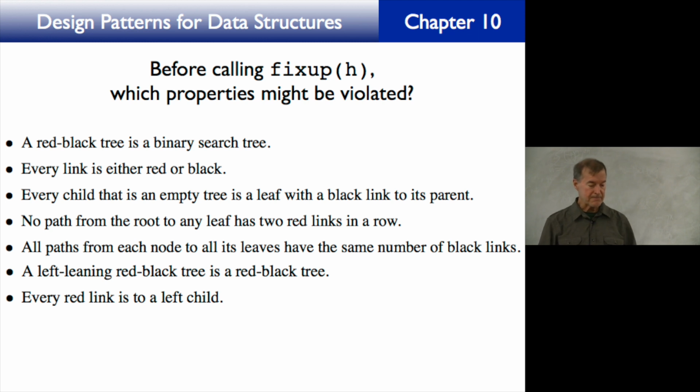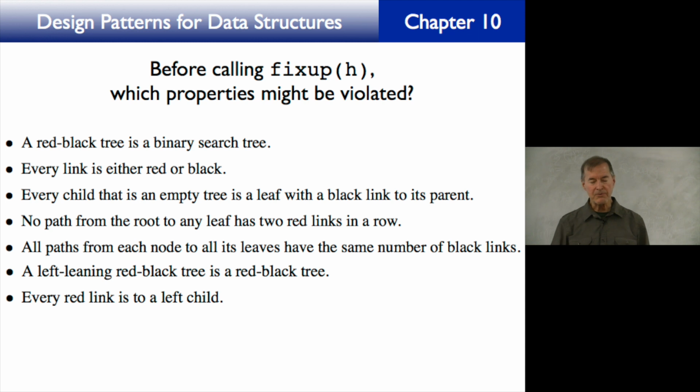Now look, you guys, what I have listed here are all the attributes of a left-leaning red-black tree. And what are they? A red-black tree is a binary search tree. Every link is either red or black. Every child that is an empty tree is a leaf with a black link to its parent. No path from the root to any link has 2 red links in a row. All paths from each node to all of its leaves have the same number of black links. And then a little aside here, a left-leaning red-black tree is a red-black tree, and because of that, every red link is to a left child.